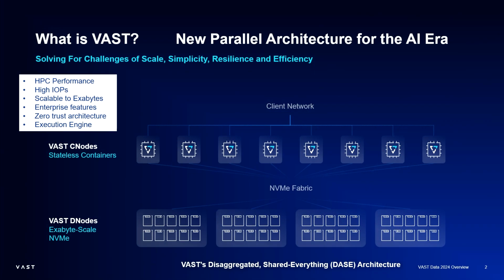So quick introduction to VAST. What is VAST? Well, essentially, it's a sort of parallel data platform architecture. So it has a lot of the features you'd expect from HPC storage, but in many ways, it does a lot of other things as well. So we can do very fast reads. We've got reasonably fast writes. We deliver extremely high IOs per second. The IOPS are massive because it's an all NVMe flash platform.